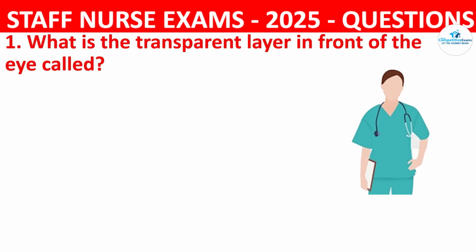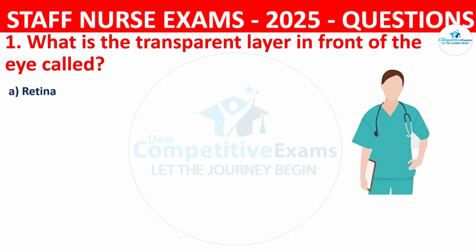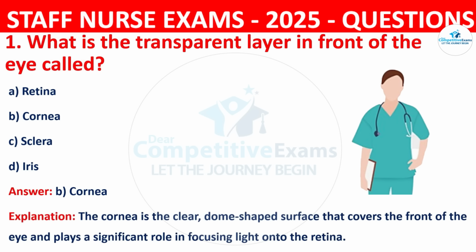What is the transparent layer in front of the eye called? Your options are retina, cornea, sclera, or iris. The correct answer is B, that is cornea. The cornea is the clear, dome-shaped surface that covers the front of the eye and plays a significant role in focusing light onto the retina.